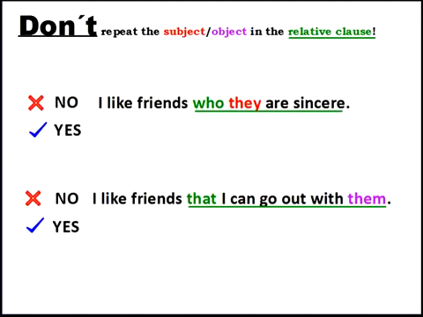Okay, here's some things not to do. Don't repeat the subject and object in the relative clause. So what does this mean? Well, let's look. Don't do this. I like friends who they are sincere. No. You cannot use the relative pronoun and the subject again.